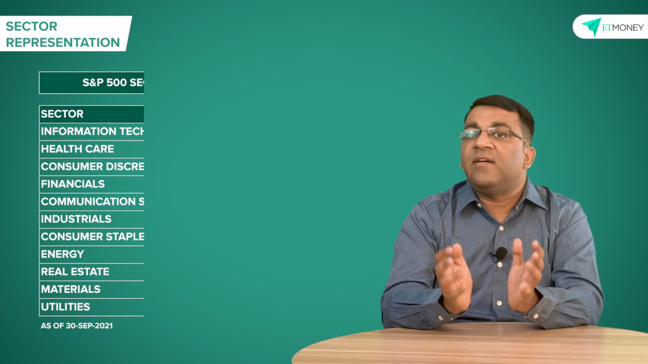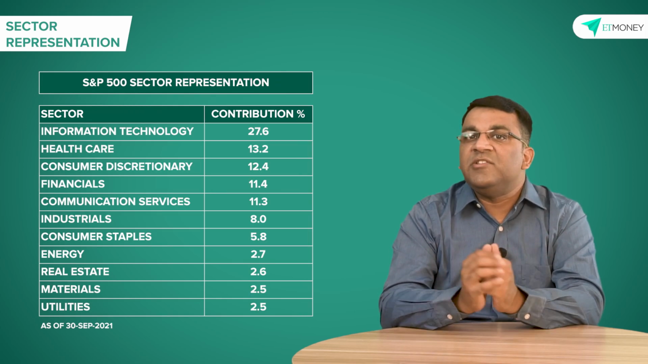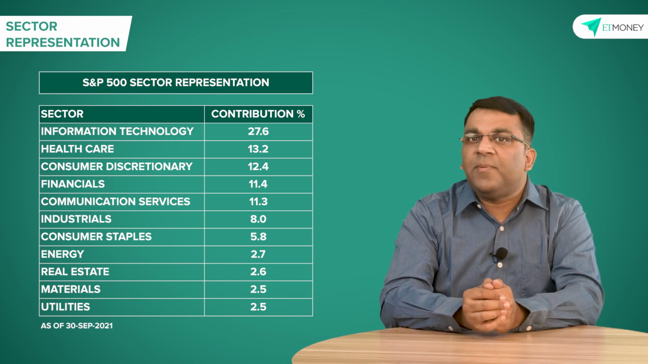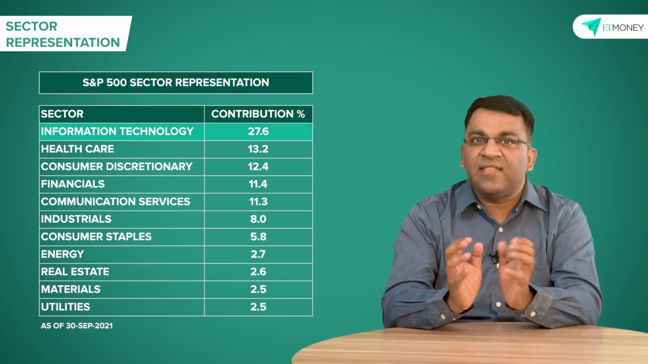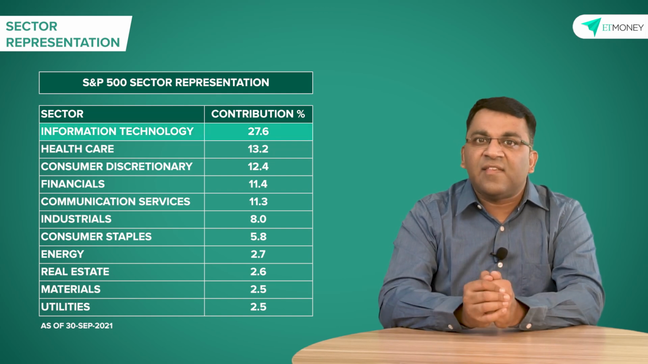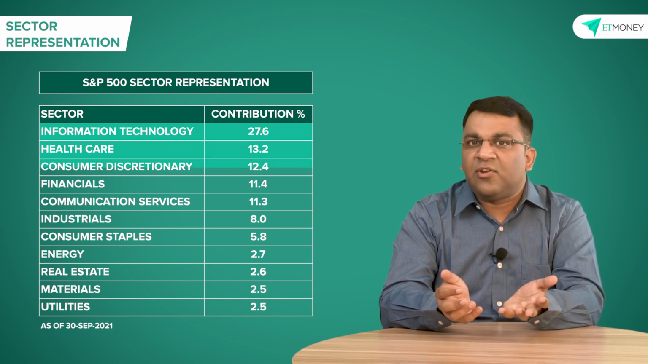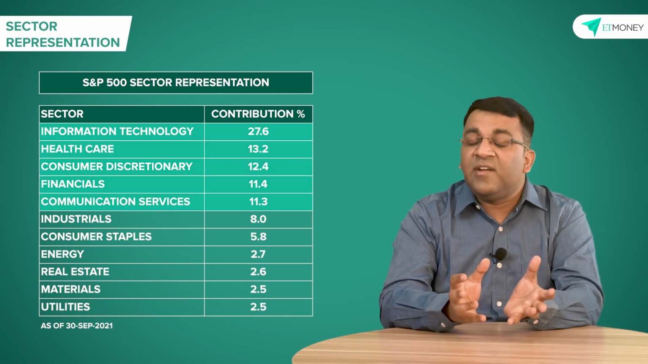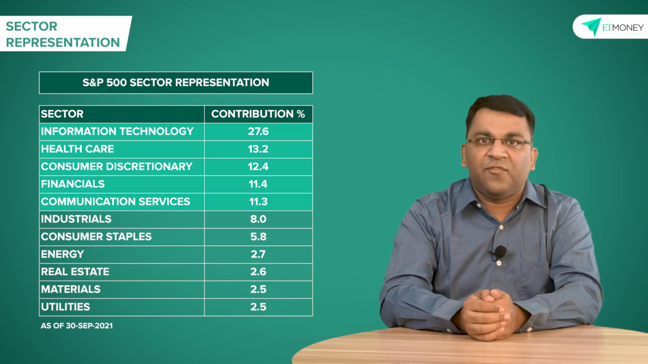Case in point here is the technology sector, and although there are a number of technology and internet companies in the top 10 holdings of the S&P 500, the total allocation of this sector to the index is still less than 30%. In fact, the S&P 500 represents 11 key sectors with information technology, healthcare, consumer discretionary, financial and communication services forming the bulk of it.